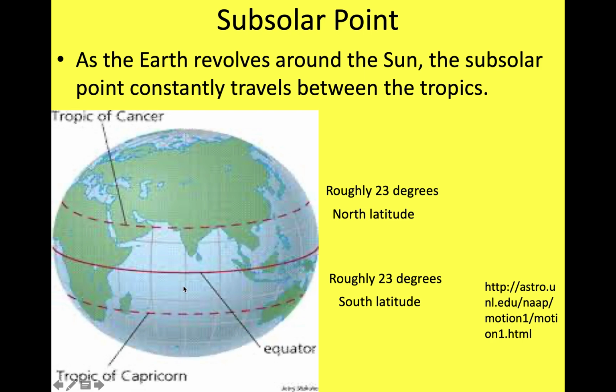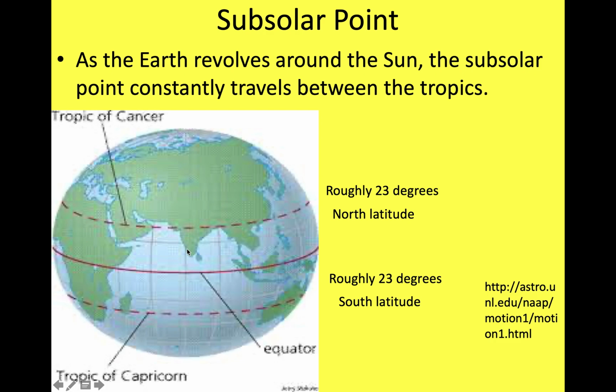Okay, so as the Earth travels around the Sun, the subsolar point does this over the course of the year. You can watch the movement of my mouse pointer here to see what I'm talking about. So, over the course of the year, the subsolar point travels between the tropics, up and down like this.